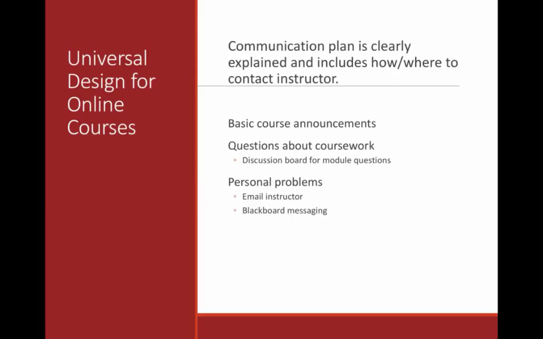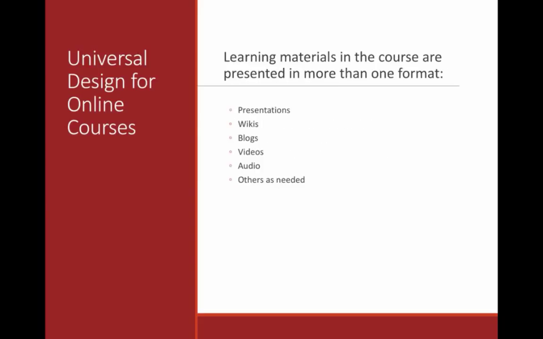The third area of communication that is very important is the area of personal problems students may have. There are times when students need to be gone for a time or have medical issues or family issues that they need to address with the instructor. These are situations that the students may not want to share on a public discussion board, so the instructor needs to decide if they would rather have students email the instructor directly or set up an online course messaging system.